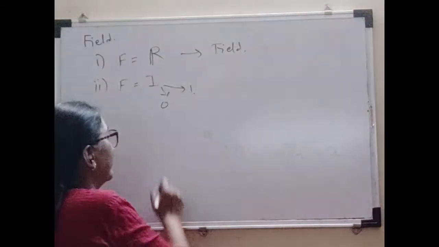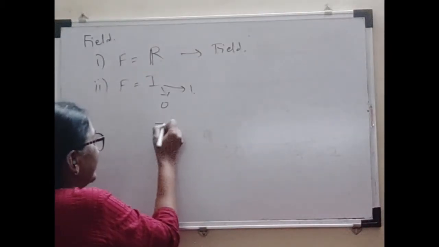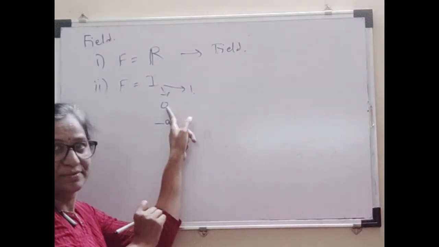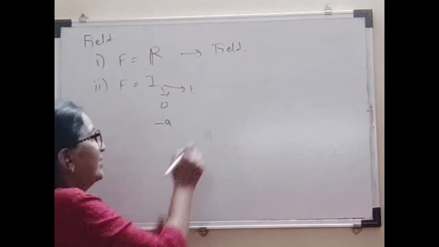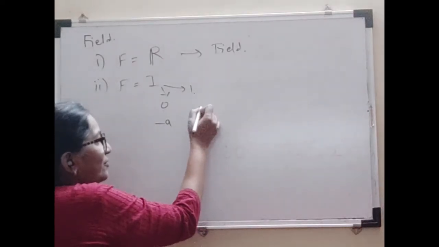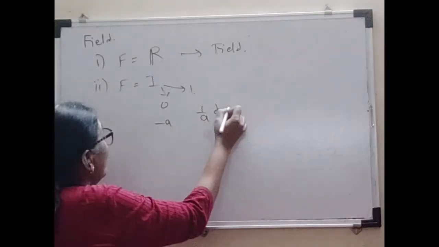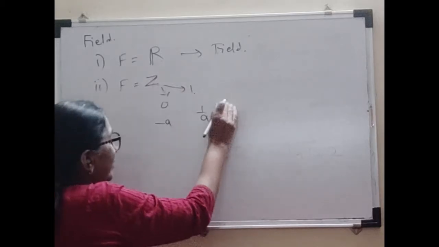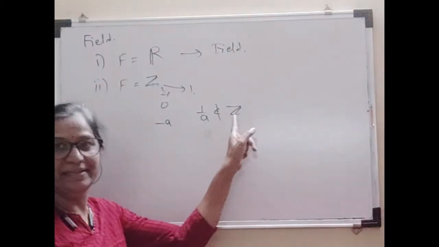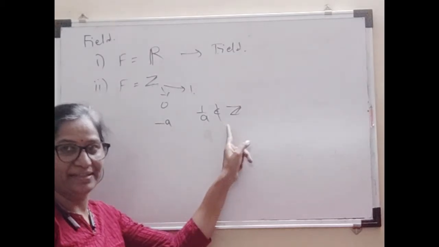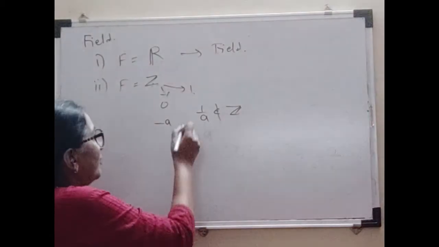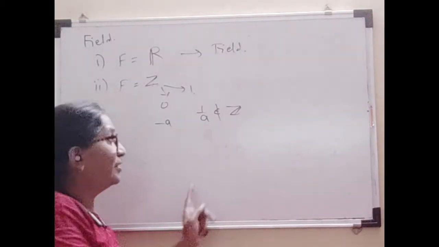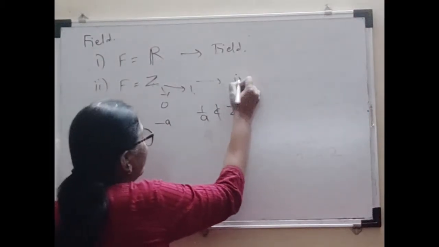But for each A there exists minus A, such that A plus minus A is equal to 0. Yes, it's true. But for each A there does not exist 1 upon A in Z. Instead of I, I'll denote it by Z. There does not exist 1 upon A in Z for each A. So therefore the multiplicative inverse does not exist in Z. So therefore this Z is not a field.